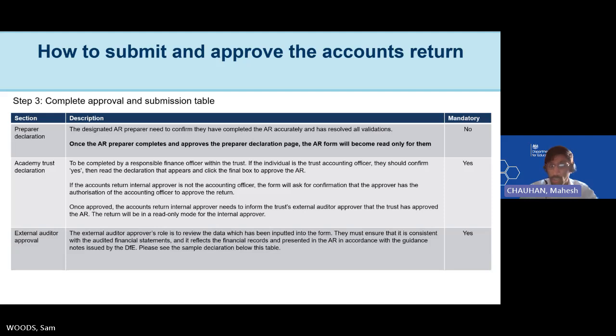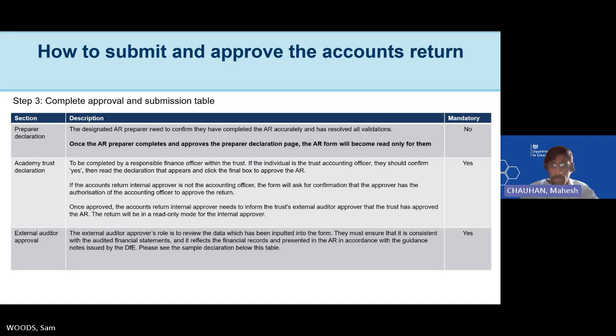If the accounts return trust approver is not the accounting officer, the form will ask you for confirmation that the approver has the authorization of the accounting officer to be able to approve the return. Once the return has been approved, the accounts return trust approver should inform the trust's external auditor approver that the trust has approved the accounts return, and the return will now be locked in a read-only mode for the accounts return trust approver. It will then move on to the next section, which is the external auditor approval.